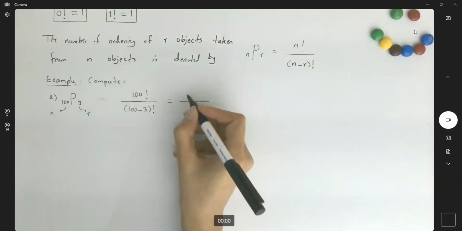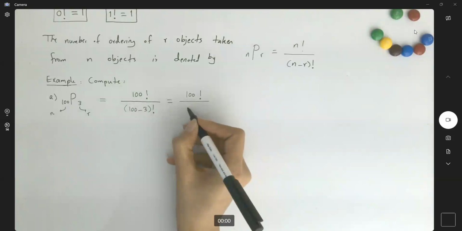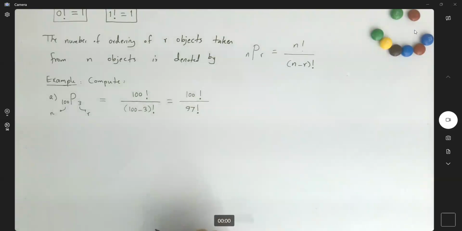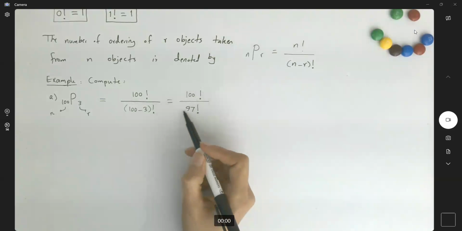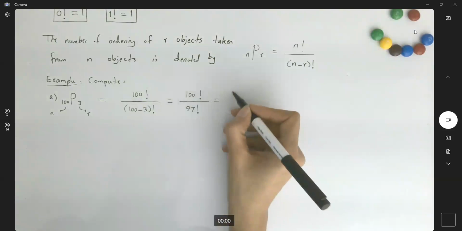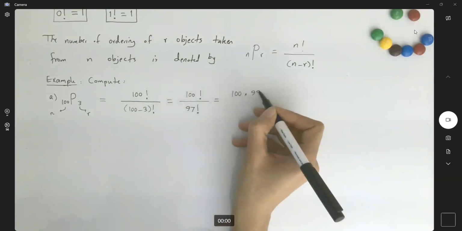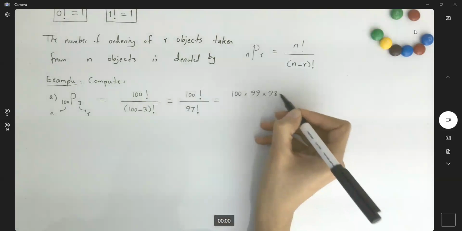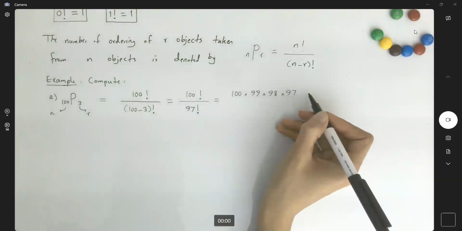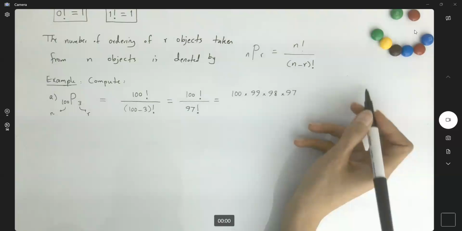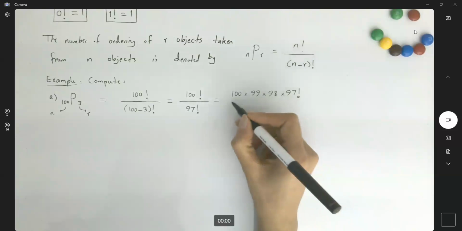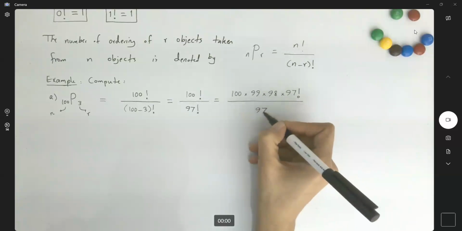But this guy is equal to 100 factorial divided by 97 factorial. Am I right? Does 100 have 97 in it? Yes. Take a look. Here I have 100 times 99 times 98 times 97 times 96 times 95 and the rest of them up to 1. But this guy is 97 factorial divided by 97 factorial.